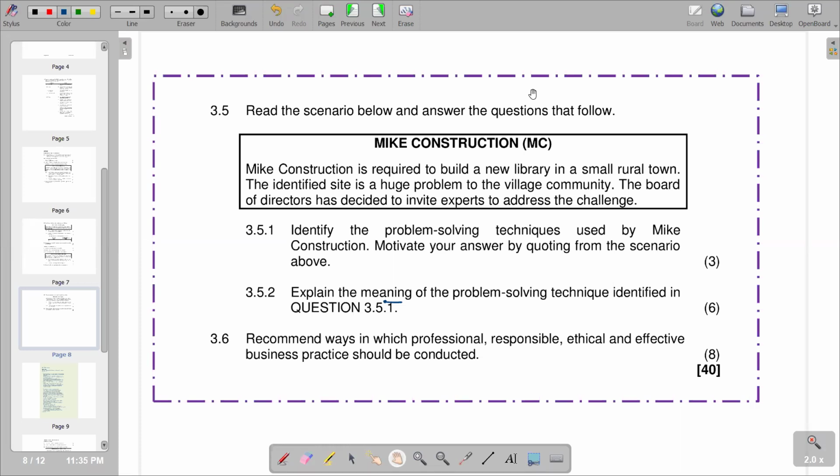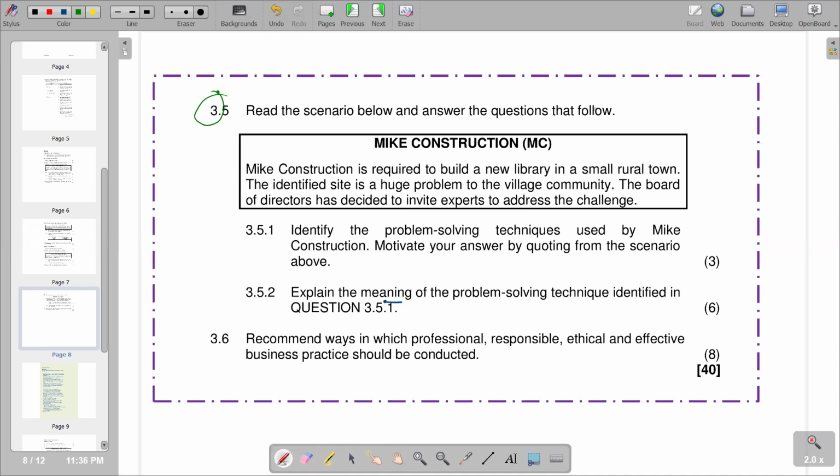In this video, we want to look at question paper 2 of Grade 11 Business Studies. And then we are going to look at question 3.5 in particular. So this is our question, and our question is on problem solving. So we are going to read the scenario given there, then answer the questions that follow.